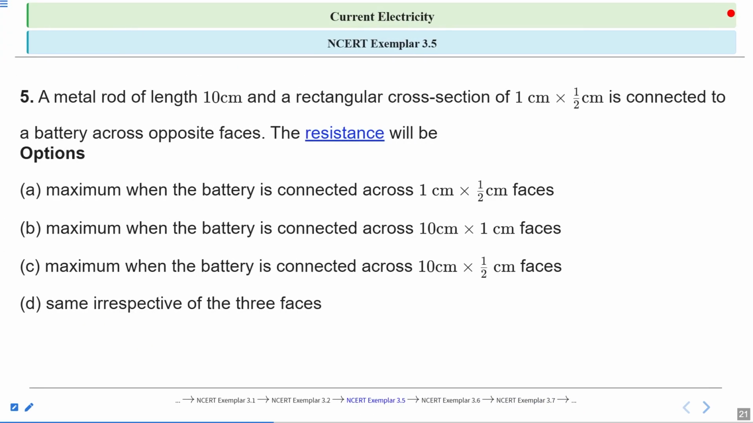Next question. NCERT exemplar problem 3.5. A metal rod of length 10 cm and a rectangular cross section of 1 centimeter into half centimeter is connected by a battery across opposite faces. The resistance will be: maximum when the battery is connected across 1 centimeter into half centimeter faces; maximum when the battery is connected across 10 centimeter into 1 centimeter faces; maximum when the battery is connected across 10 centimeter into half centimeter faces; same irrespective of the three faces. Okay. I will give you some time to think about it. I recommend you write the options at least, so you don't have to look back.